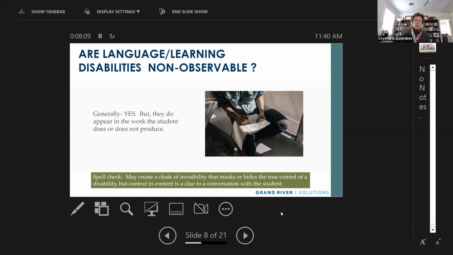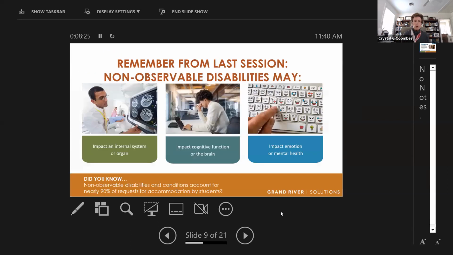So if a student wants to take a peek at Mount Kilimanjaro's peak, because it piques their interest. 3 separate spellings, 3 different contexts that our spell check won't pick up on, okay? So remember from last session, non-observable disabilities may be those that impact that internal system, impact cognitive function, and that's what we're talking about today is cognitive function, and impact emotional or mental health, okay?